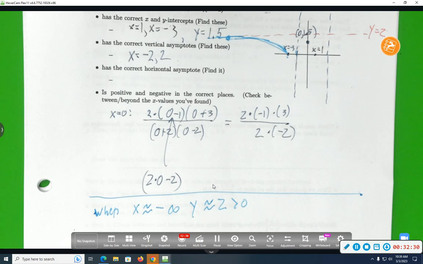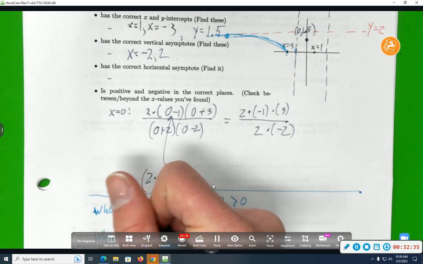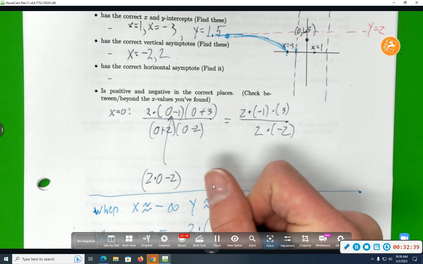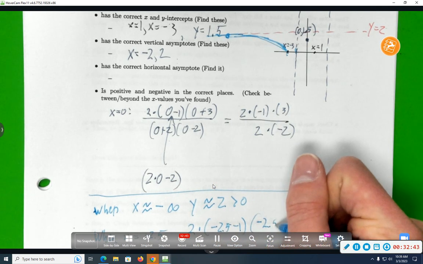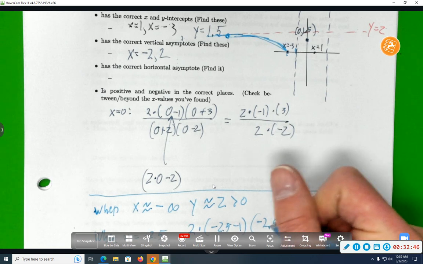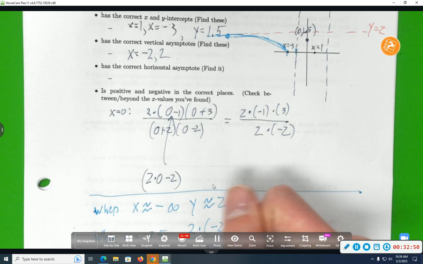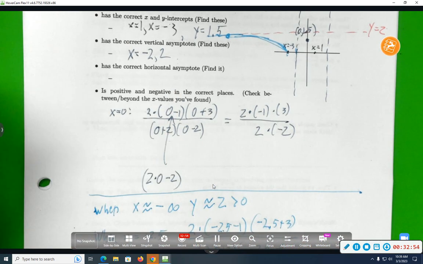Cool. What did you plug in? -2.5. Let's try that. When x equals -2.5, I'll see 2 times -2.5 minus 1, over -2.5 plus 3, over -2.5 plus 2, -2.5 minus 2. And let's just label each of the pieces.